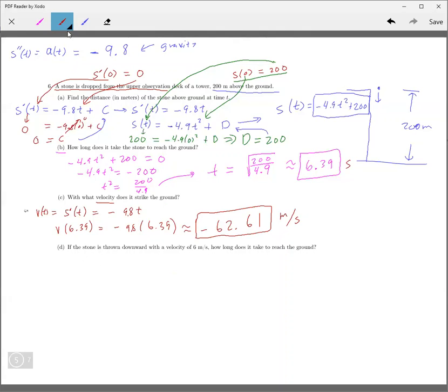Okay, and then part D. If the stone is thrown downward with a velocity of 6 meters per second, how long does it take to reach the ground? So this time, it's thrown downward with a velocity of 6 meters per second. That means that the initial velocity is negative 6. And so what happens there is you come back to this part right here. You come back to that one.